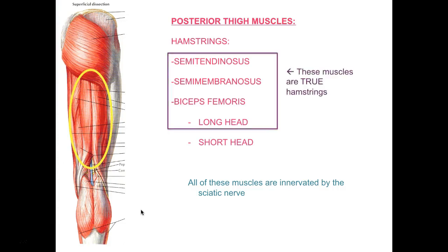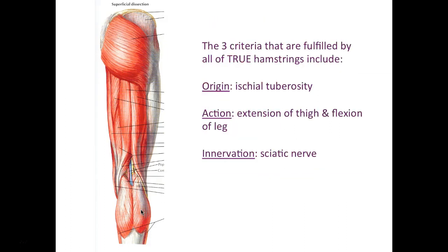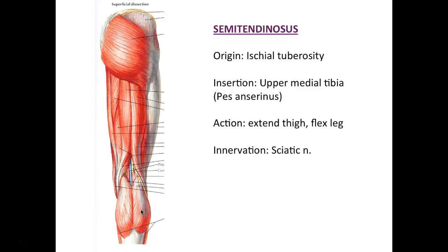And we say that semitendinosus, semimembranosus, and the long head of the biceps femoris are all true hamstrings. We say that the short head is a false hamstring because it does not fit all of the criteria of being a true hamstring muscle. So what are those criteria? Well, it is going to be that it originates from the ischial tuberosity, it has to extend the thigh and flex the leg, and it has to be innervated by the sciatic nerve. So it does not fit two of the three criteria. And we're going to talk about it toward the end of this section.